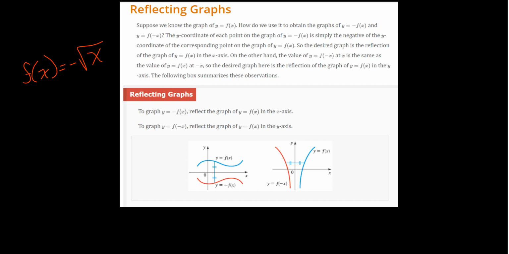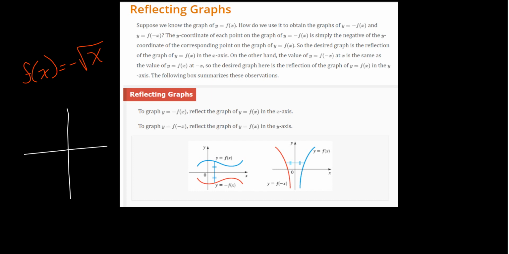Well, we're taking the negative of that parent function, so it's going to be flipped across the x-axis. So instead of looking like this, we reflect it across the x-axis and it's going to look like this.